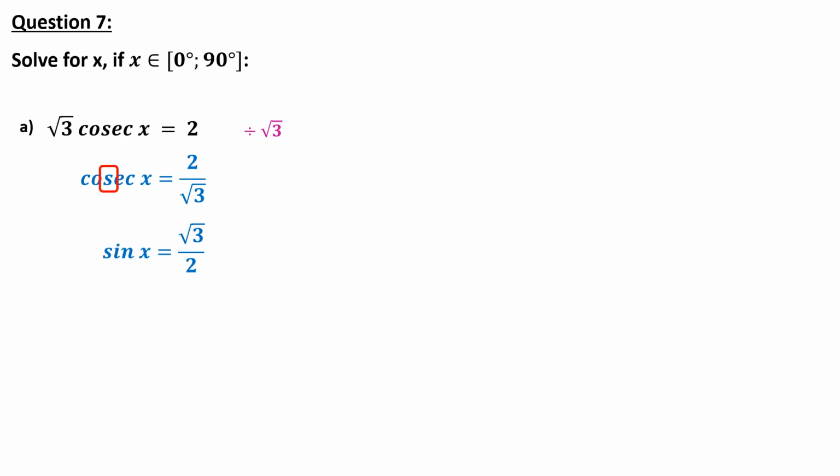So I can change cosec x to sine x, but then I just need to switch the fraction around. I can't just change cosec to sine without changing anything else, because they're actually opposites. So if I'm using the opposite function, I need to use the opposite fraction as well. So instead of writing cosec, we're going to write sine x, but we must switch the fraction around. And now on the calculator, we will just type shift sine square root 3 over 2, and we end up with x is equal to 60 degrees.